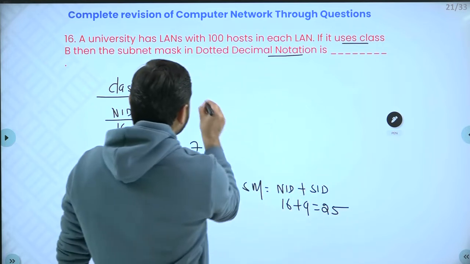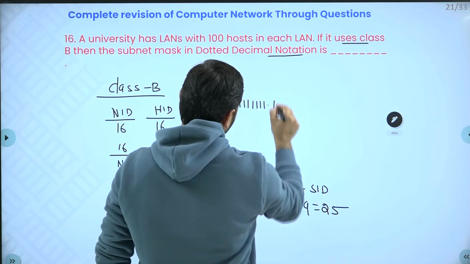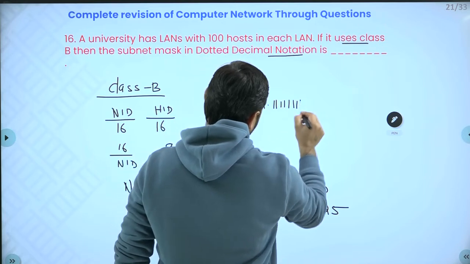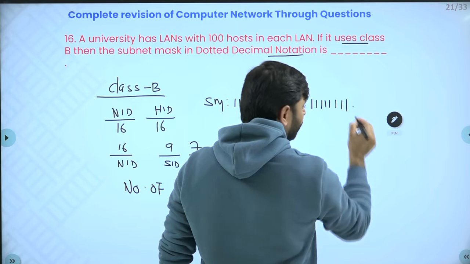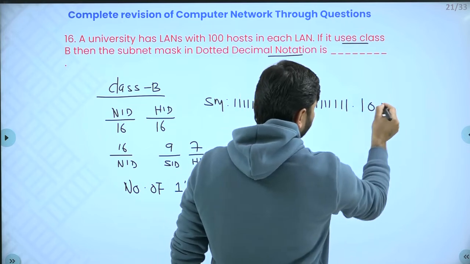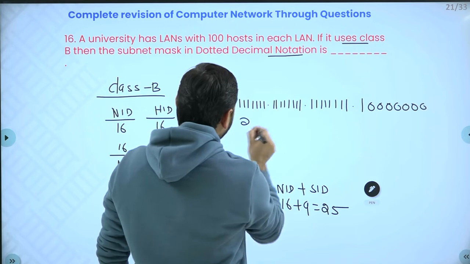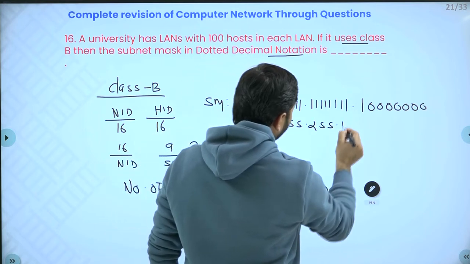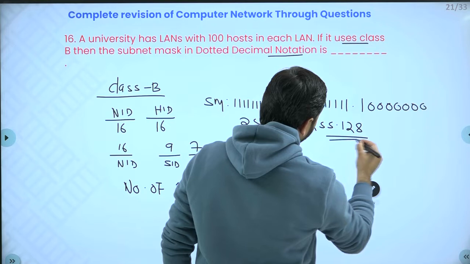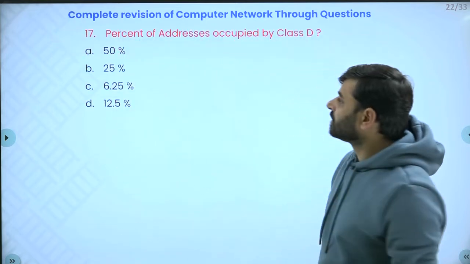How can we write the subnet mask? 25 ones: 1 2 3 4 5 6 7 8, another 8, another 8, that is 24 ones, and then 25, with 7 zeros. So this will be 255.255.255.128. This will be the subnet mask. That was question number 16.